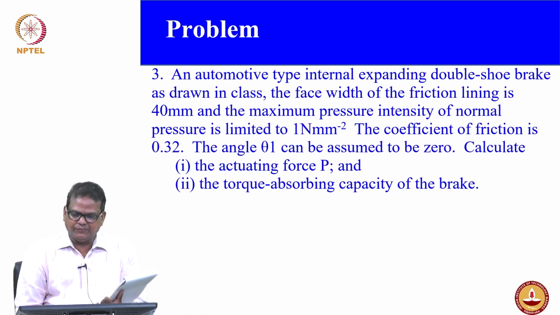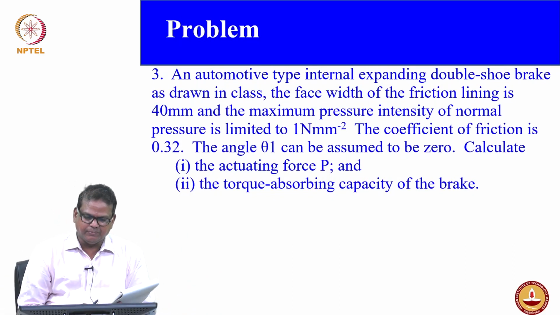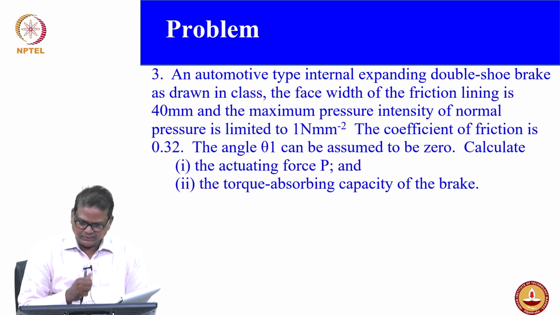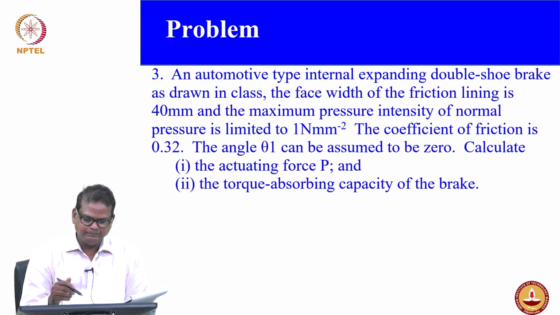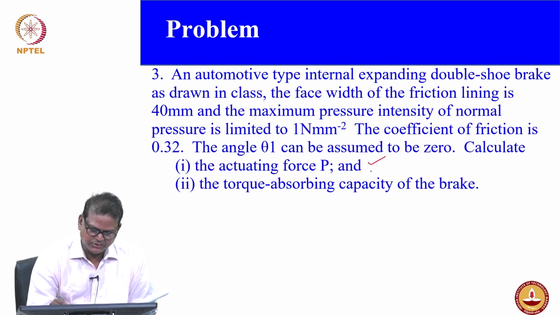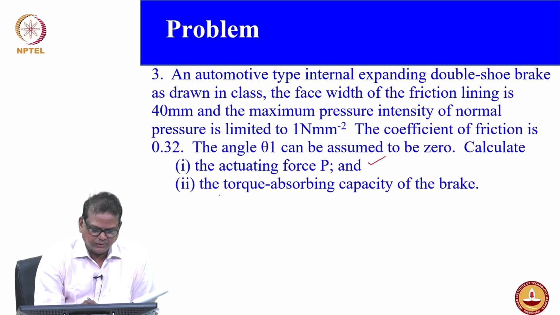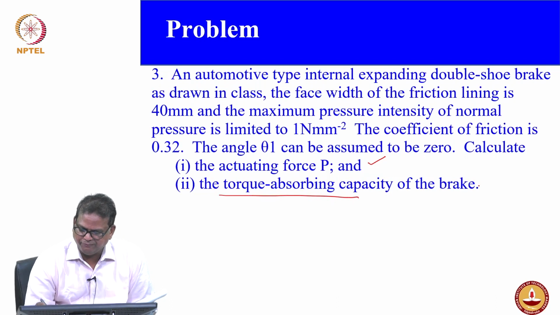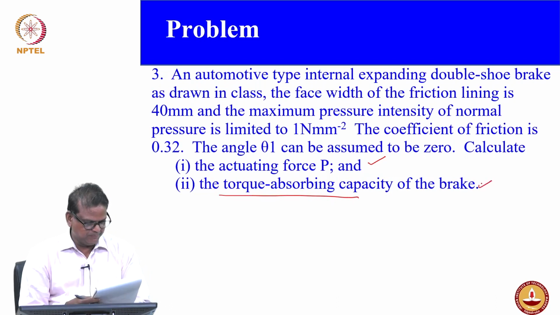The face width of the friction lining is given as 40 mm, and the maximum pressure intensity of normal pressure is limited to 1 Newton per millimeter square. The coefficient of friction is 0.32. The angle theta 1 can be assumed to be 0. Calculate the activation force and the torque absorbing capacity of the brake. These are the things you have to do.